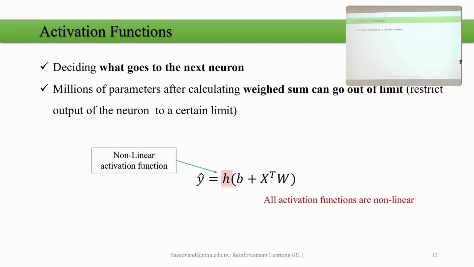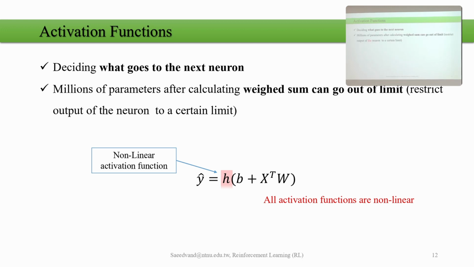So what does it mean? It means that we want to decide what is going to the next neuron. So we have the inputs, we have the weights, but for the output, we should decide what should be passed to the next neuron. And there are some reasons to decide on it. You may say, okay, I have inputs, I find good weights, why should I decide what goes to the next neuron?